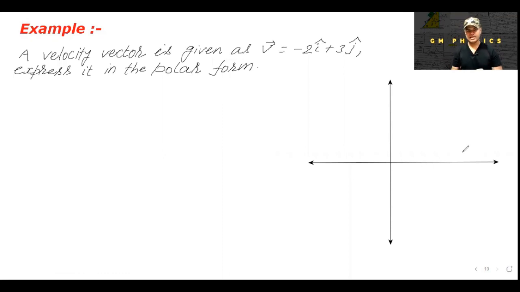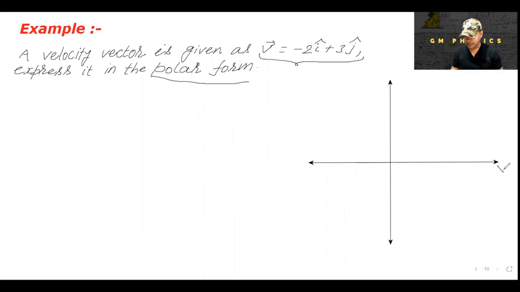The question is, the velocity vector v is given as minus 2i plus 3j. Express it in the polar form. It means the velocity vector is given in rectangular coordinate form, in the form of its components. It is expressed as the sum of its x and y components. And you have to write it in polar form, which means you have to find the magnitude of the vector and its orientation with respect to the positive x-axis.